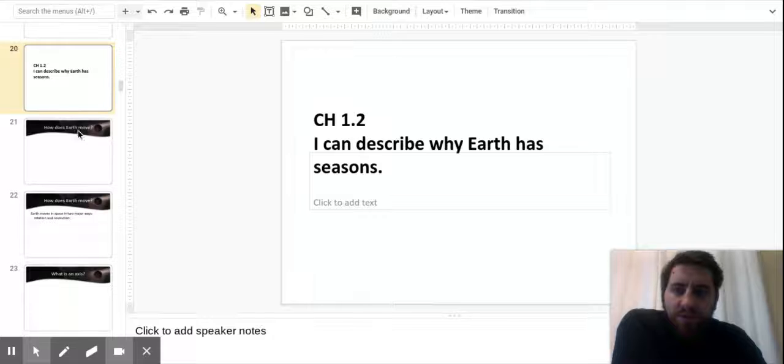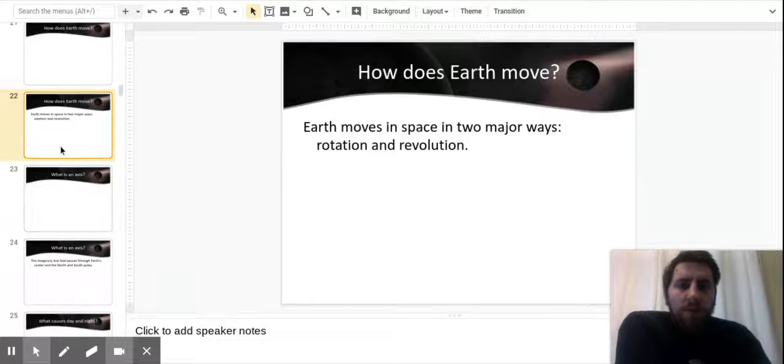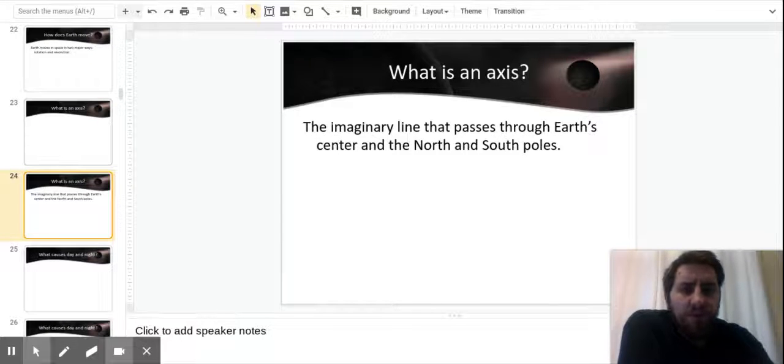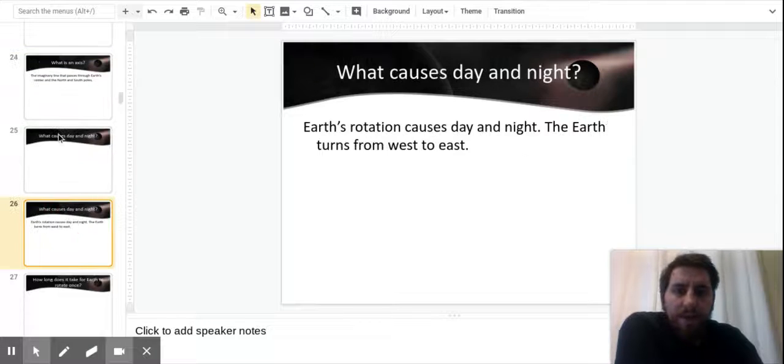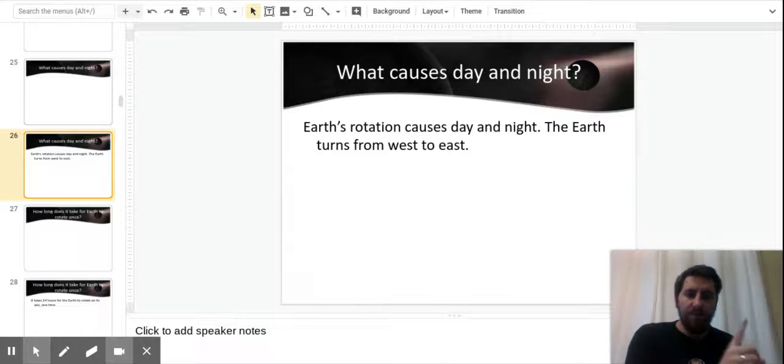Okay, let's get through these notes here. I can describe why Earth has seasons. That's the main learning target for this. Earth moves in two major ways, like I said during the reading, rotation and revolution. The imaginary line that passes through the Earth's center and the north and south poles is called its axis. Earth's rotation causes day and night. Earth turns from west to east.